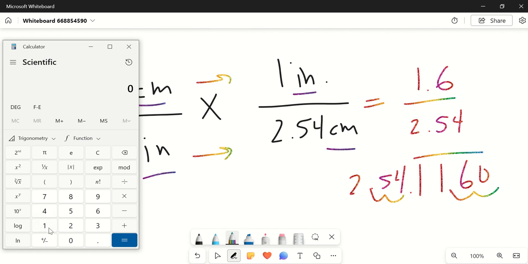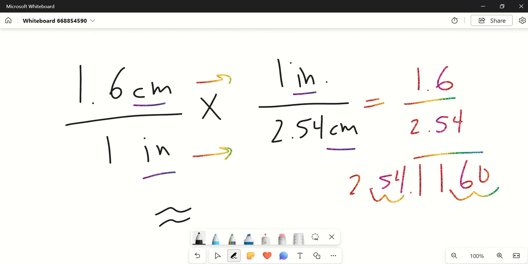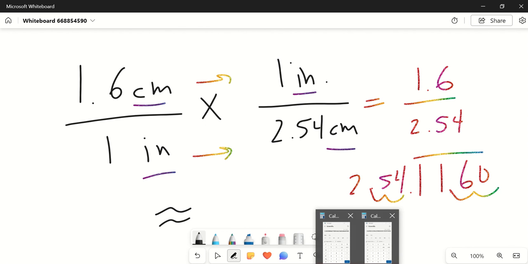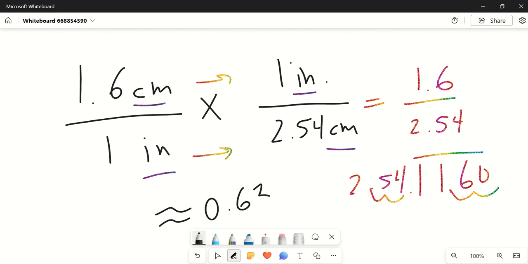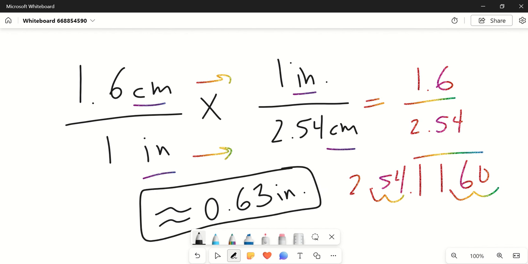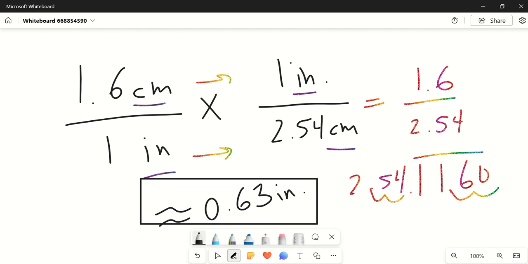So again, 1.6 divided by 2.54. And that will give me roughly, and this is where it's going to be tricky, 0.629. It wasn't 6.2, it was 0.62, 0.63, because it was 299, approximately 0.63 inches. So I'm trying to figure out how many inches 1.6 centimeters is. So that'll be roughly 0.63 inches.